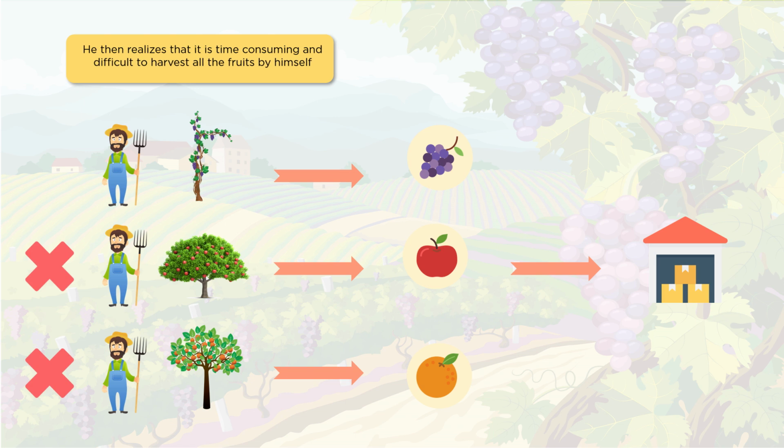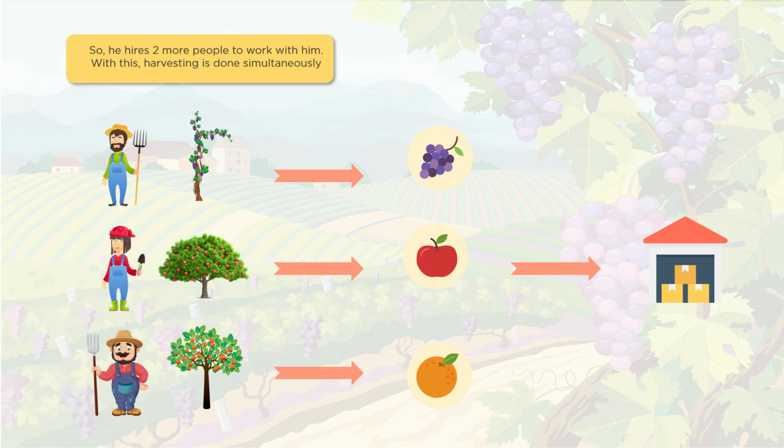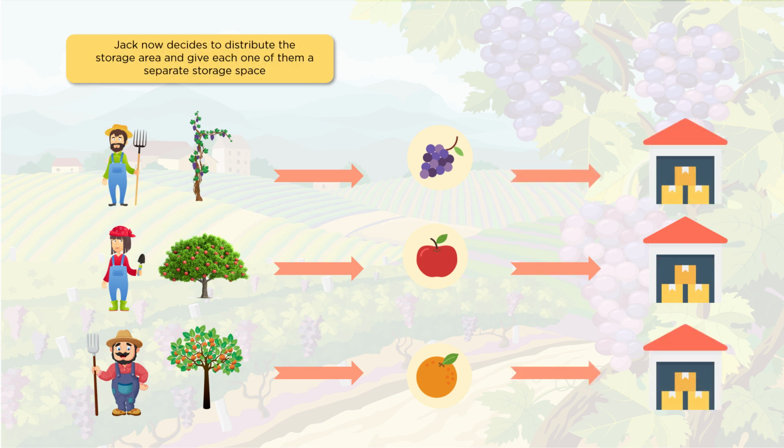So what he needs to do then is hire two more people to work with him. With this, harvesting is done simultaneously. Instead of him trying to harvest all this different fruit, he now has two more people who are putting their fruit away and harvesting it for him. Now the storage room becomes a bottleneck to store and access all the fruits in a single storage area. So they can't fit all the fruit in one place. So Jack decides to distribute the storage area and give each one of them a separate storage.